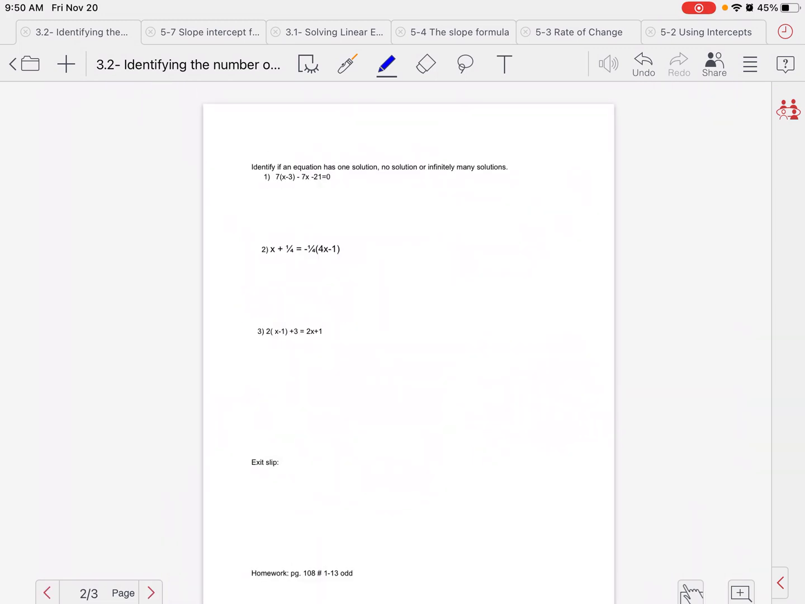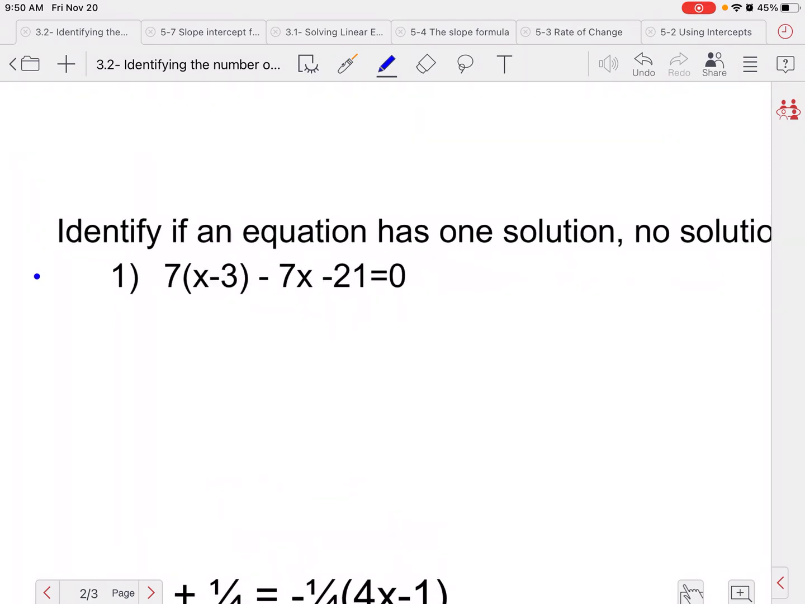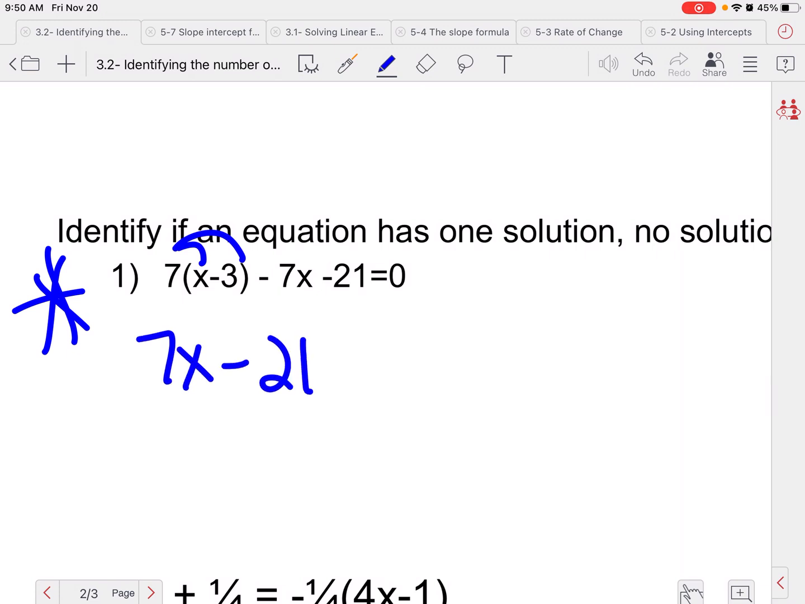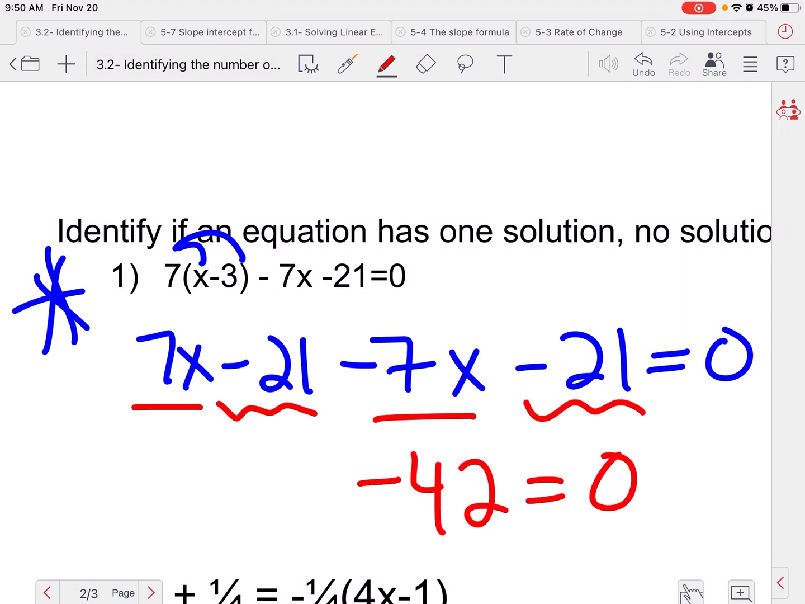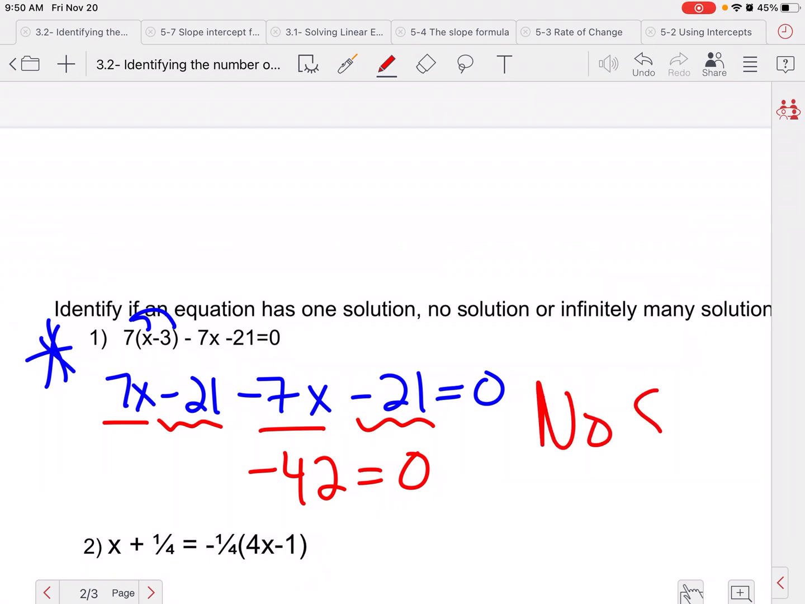So let's go ahead and practice this. So why don't you go ahead and try this one and see what you get. So I'm going to distribute my 7, so I'm going to have 7x minus 21 minus 7x minus 21 equals 0. Well, 7x and 7x cancel to be 0. And then negative 21 minus 21 would be negative 42 equals 0. So this would be no solution. And we can shorten that to no sol.